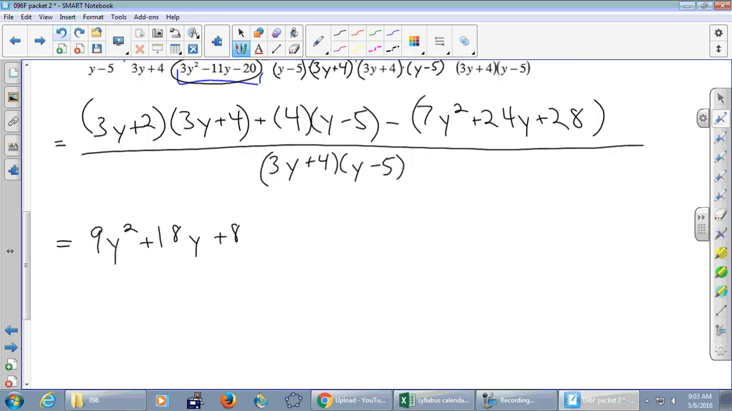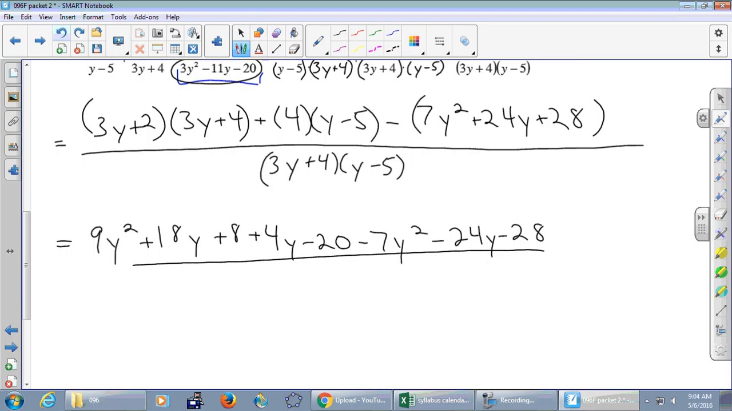And then we'll just distribute the 4. So plus 4y minus 20. Then we'll distribute that subtraction sign, so just change all the signs. Minus 7y squared minus 24y minus 28. All divided by, and then we're just copying that denominator.